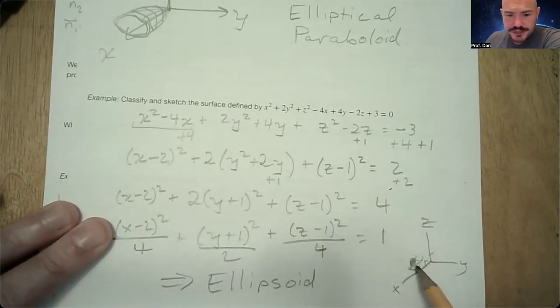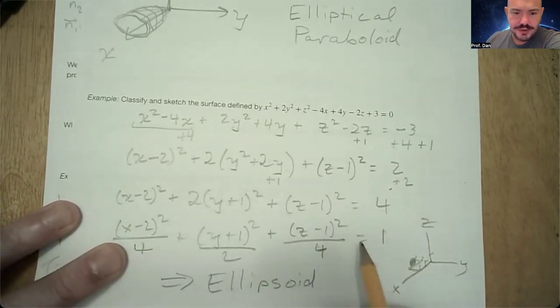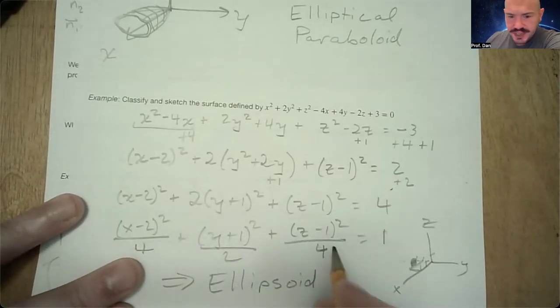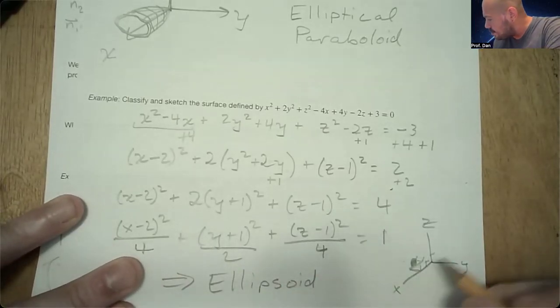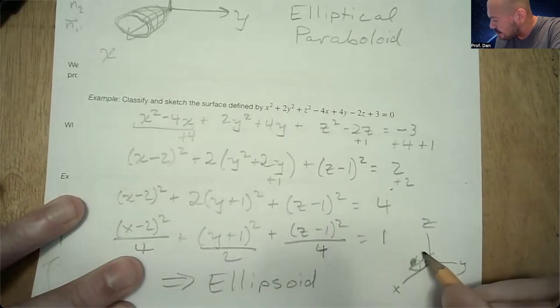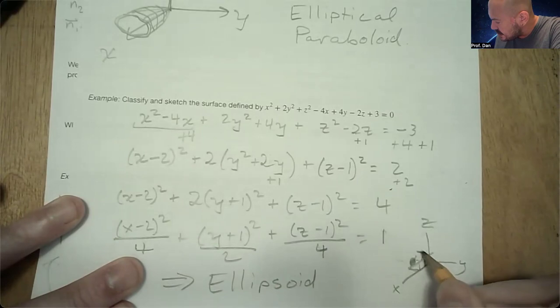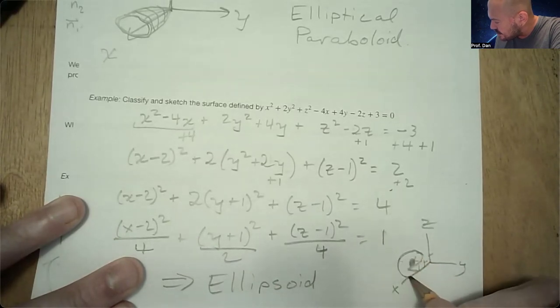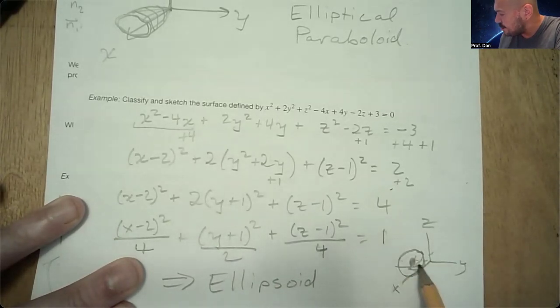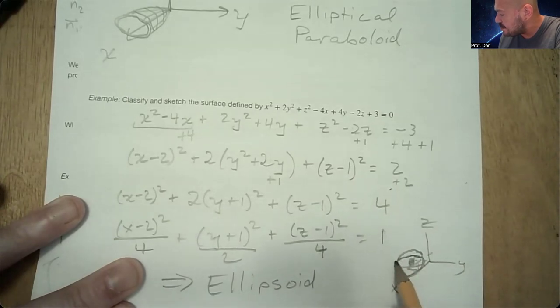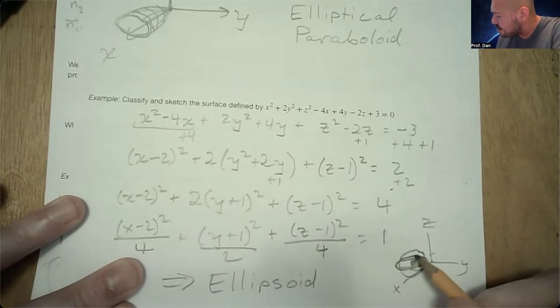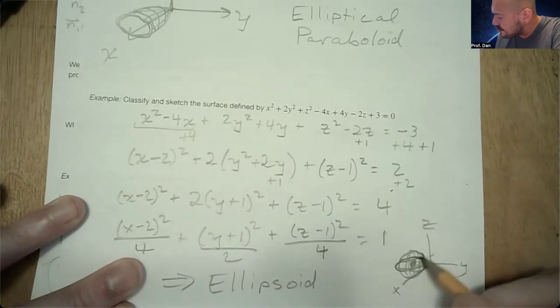If I draw my ellipsoid, remember these numbers tell me my radii for each one, right? So for x and z, we're going to have a radius of 2. So x will bring you all the way back to the yz plane, and z will go up 2 as well. So we kind of have a circle in this way, and then a radius of square root of 2 in the y direction. So I end up with this ellipsoid that looks like that.